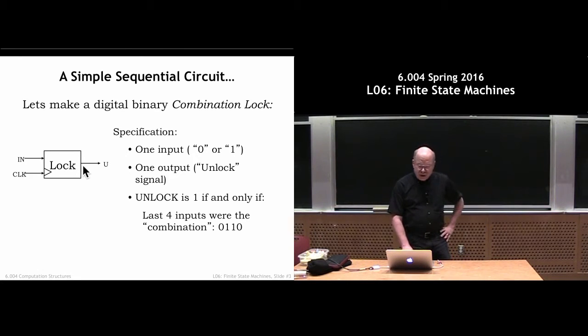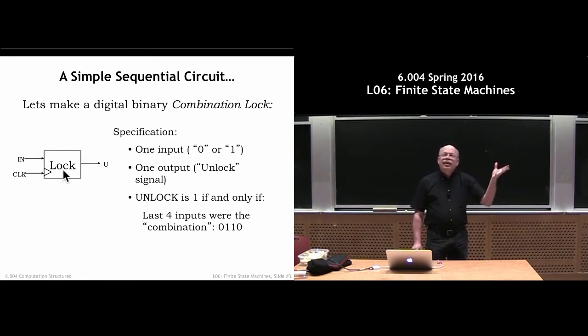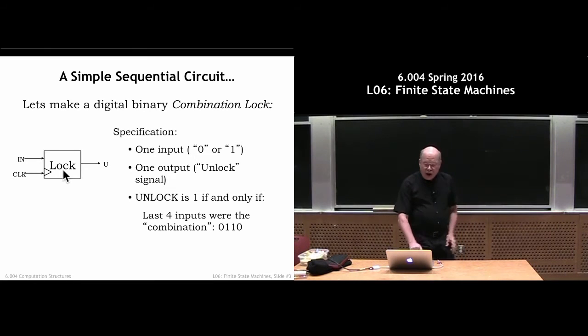entered the combination. The way the user enters the combination is, with the appropriate setup time, you put the next digit of the combination here, and at the rising edge of the clock, the digital combinational lock will read the input value, the value of the next bit of the combination that you're putting in, and decide whether or not you've met the criteria, which is that the last 4 inputs, so over the last 4 clock cycles, you've entered the digits 0, 1, 1, 0.